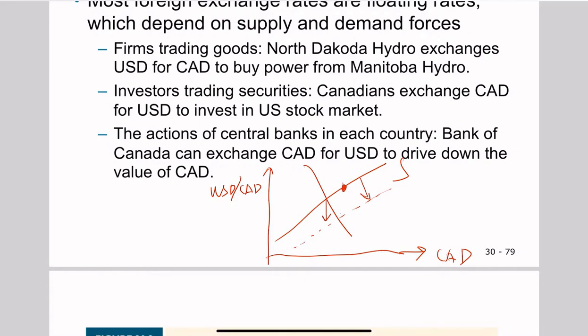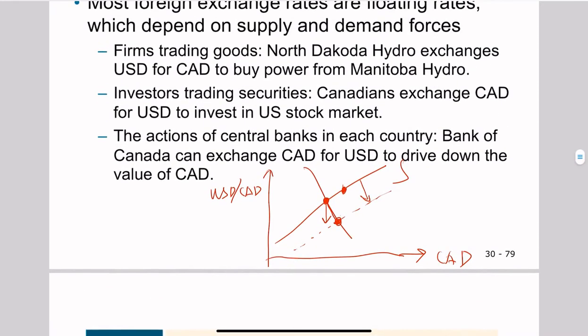Third, the actions of central banks. So let's say the Bank of Canada, which is the central bank in Canada, exchanges Canadian dollars for US dollars. In this case, it will drive down the value of CAD. The reason is that it's just like the second case when we were talking about investors trading securities. If the Bank of Canada exchanges CAD for USD, it increases the supply of CAD. So the supply curve will shift to the right and the exchange rate will move from a higher point to this lower point. So the value of CAD will decrease, or you could say CAD will depreciate. Okay, that's the basic economics of how exchange rate is determined by supply and demand.